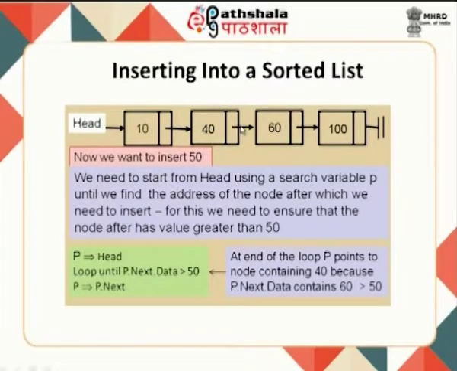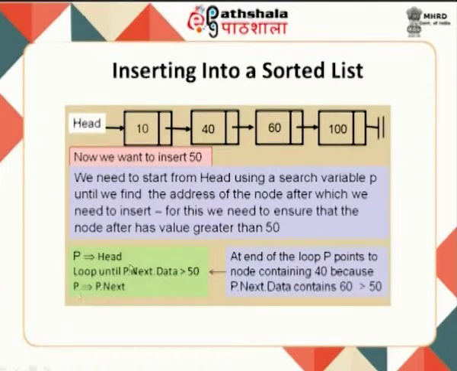But note the point that if I want to find the address, I need to know that I want to insert after 40, I need to know that I have reached 60, which is a value greater than 50. So, for this we need to ensure that the node after this has a value greater than 50. So, I will put P equal to head, and then I will loop until P dot next dot data is greater than 50. So, this is P, this is P dot next, and P dot next's data is 60, which is greater than 50.